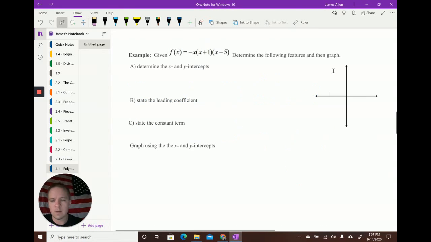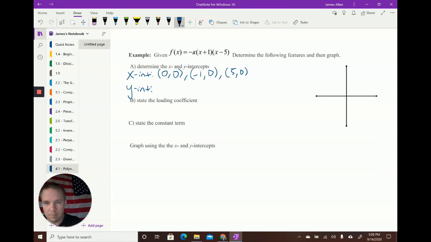Look at that. All right, so let's try this next example together here. We've got to figure out our x and y intercepts, state the leading coefficient. We got to state the constant term and graph it using the x and y intercepts. So let's start with the x and y intercepts. So x intercepts, well, I'm going to find that out from each one of my factors. The first factor doesn't have that usual like adding or subtracting a number, but this one you can think of as like plus 0. So 0, 0 would be one of them. The second one, negative 1, 0. And the third one, 5, 0. And how about my y-intercept?